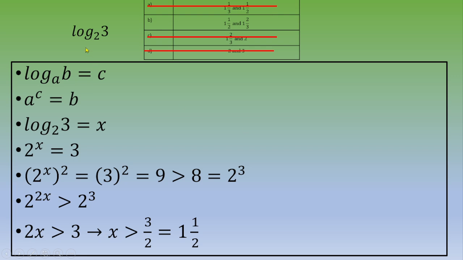So the value of log of 3 to the base of 2 is between 1/1/2 and 1/2.